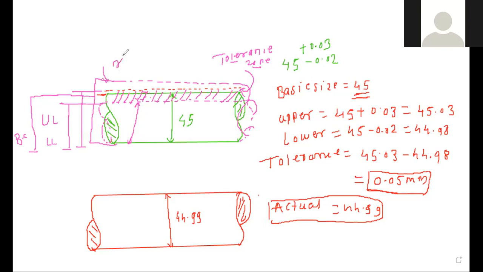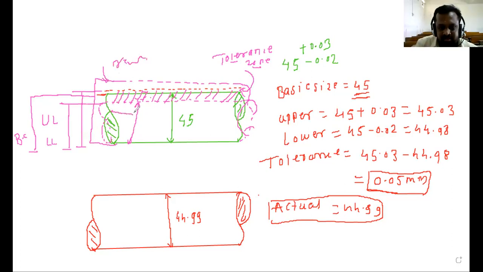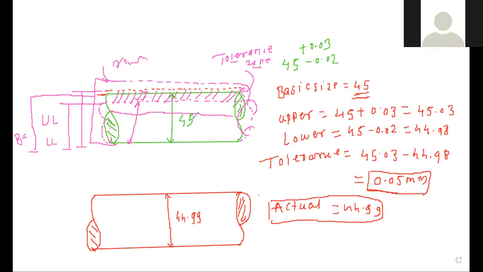Rejected. It will not be accepted. Reject. Again it is reject. Okay, so understood what is meant by the upper limit, the lower limit, the basic size, and the actual size? Any doubt, any problem regarding that? No, sir.